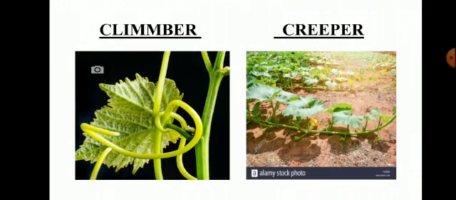Then creepers have a weak stem and cannot stand erect. They take support of other trees. Creepers are plants which creep on the ground and spread out. The creepers have tendrils.